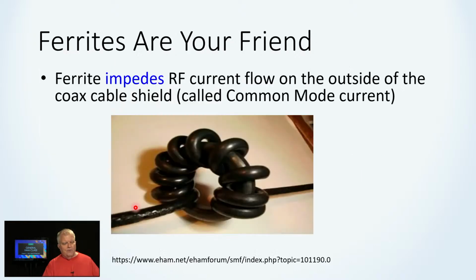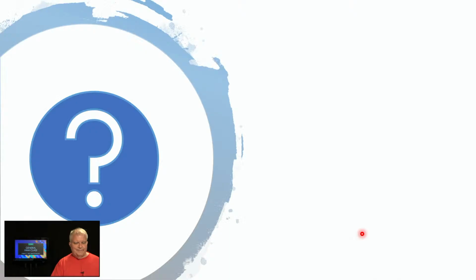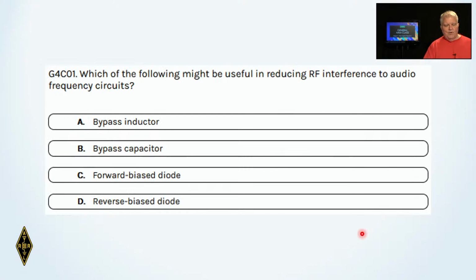And to block those, you can install a ferrite. This is a ferrite toroid with a cable wrapped through it to get additional impedance. Ferrites impede RF current on the outside of coaxial cable, and sometimes this can eliminate interference. And for cars, the antenna is always the problem. The low efficiency antennas on cars limit the amount of signal that you can get out, and probably don't pass the wife acceptance factor. All right, last set of questions, and then we can be done.